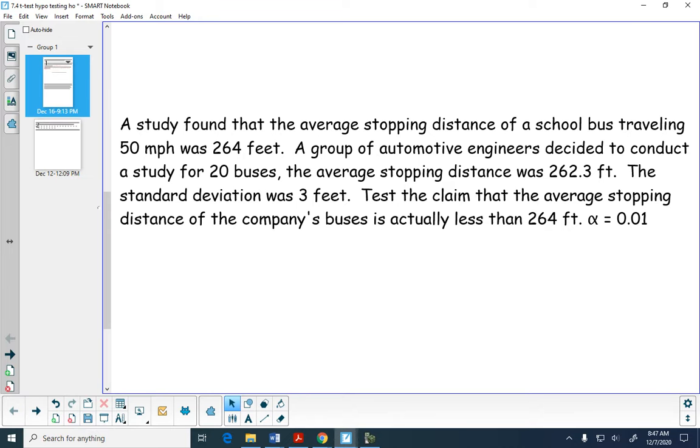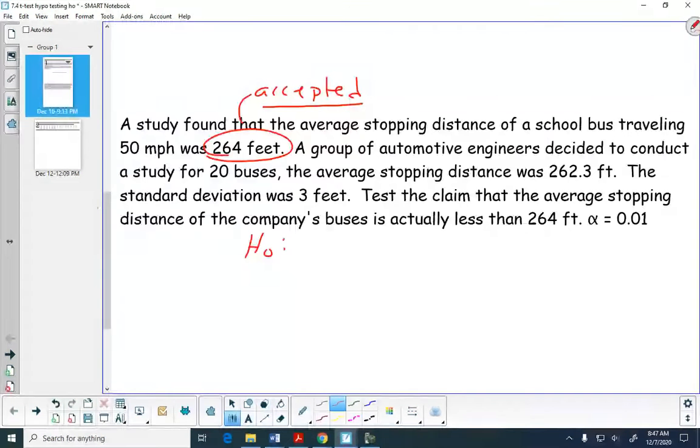Tesla claimed the average stopping distance of the company's buses is actually less than the 264. So once again, here's our accepted value. This is the accepted value. The engineers at this busing company say it's going to be less than that. That's what they hope is true. That it's less than. So we write our null and alternate hypothesis.